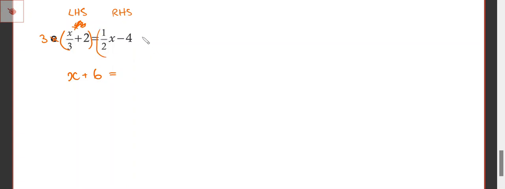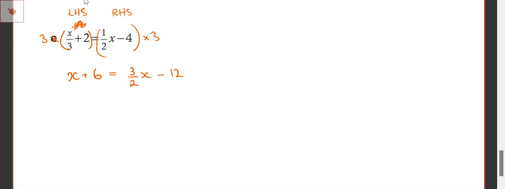So what do I have to do on the right-hand side? The whole thing by 3. Now that gives me 3 halves of x minus 12. All right, I've still got a problem though, because this x is still not a whole amount of x's. Yes, because it's divided by 3, so I times by 3 to get rid of that.